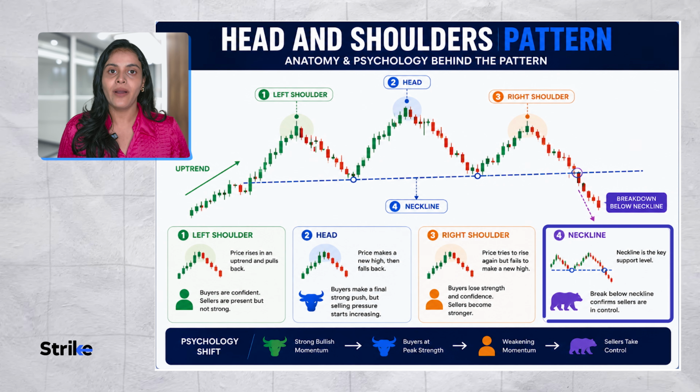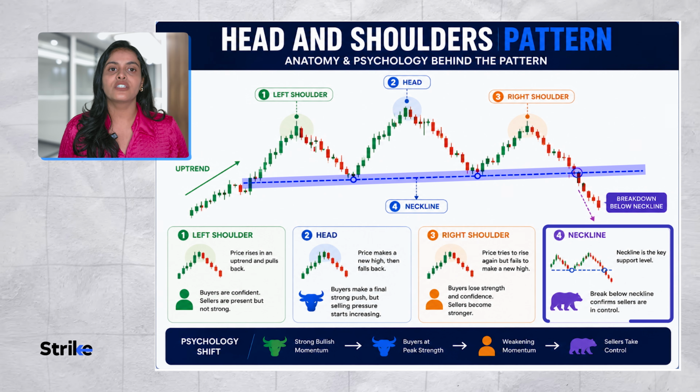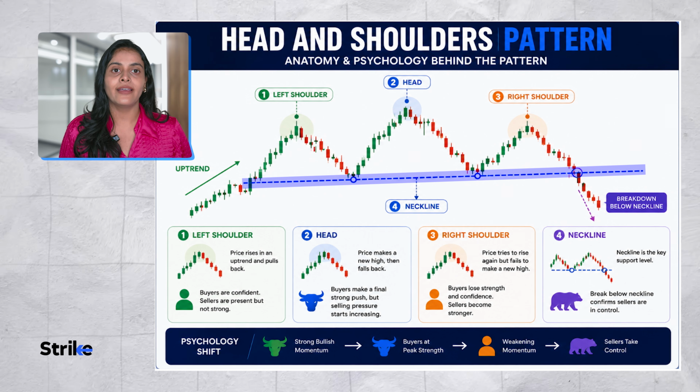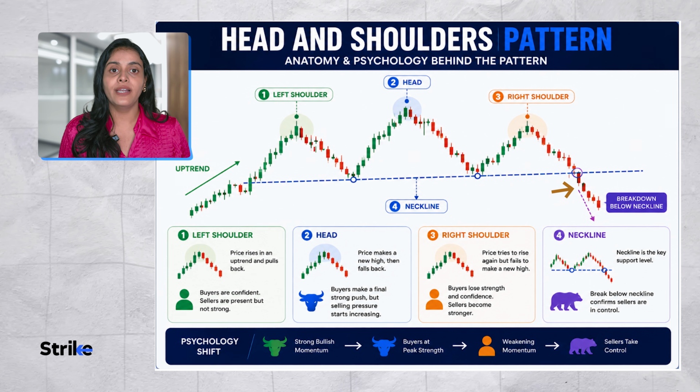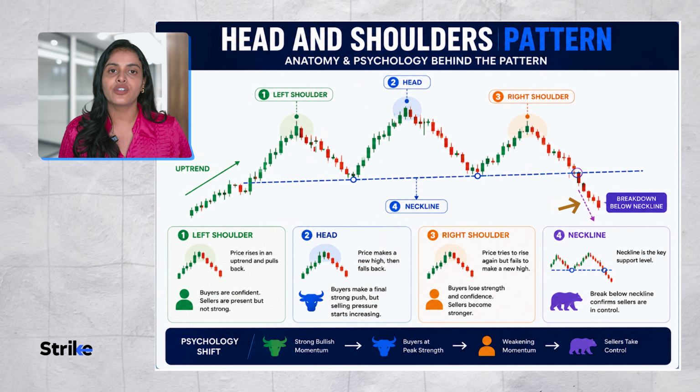The fourth and the important part, the neckline. The neckline connects the swing lows between the shoulders and the head. It acts as a critical support, and when the price breaks below the neckline, that's when confirmation usually comes.